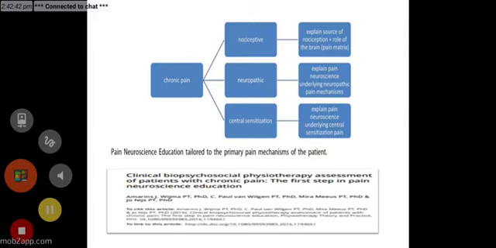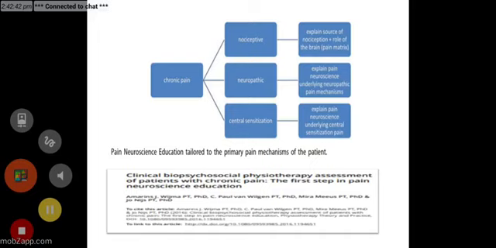Now, we have three types of chronic pain: nociceptive pain, neuropathic pain, and central sensitization. Nociceptive pain explains a source of nociception and the role of the brain or pain matrix. Neuropathic pain explains the pain neuroscience underlying neuropathic pain mechanisms, how it happens. And third, central sensitization explains the pain neuroscience underlying central sensitization of pain.